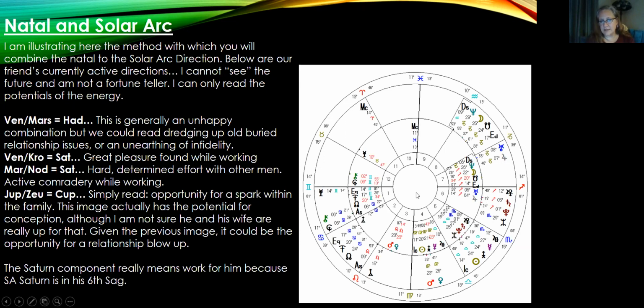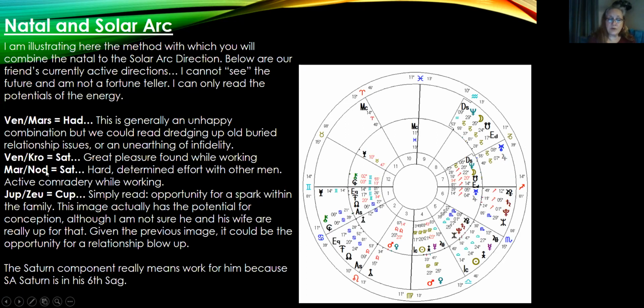Where's Hades? Right here. So there's that. And then Venus, Kronos, Saturn: great pleasure found while working. We can see this. We could see that already. But this is new with Saturn. This is the Saturn right here. And here was Hades that I was talking about a moment ago.